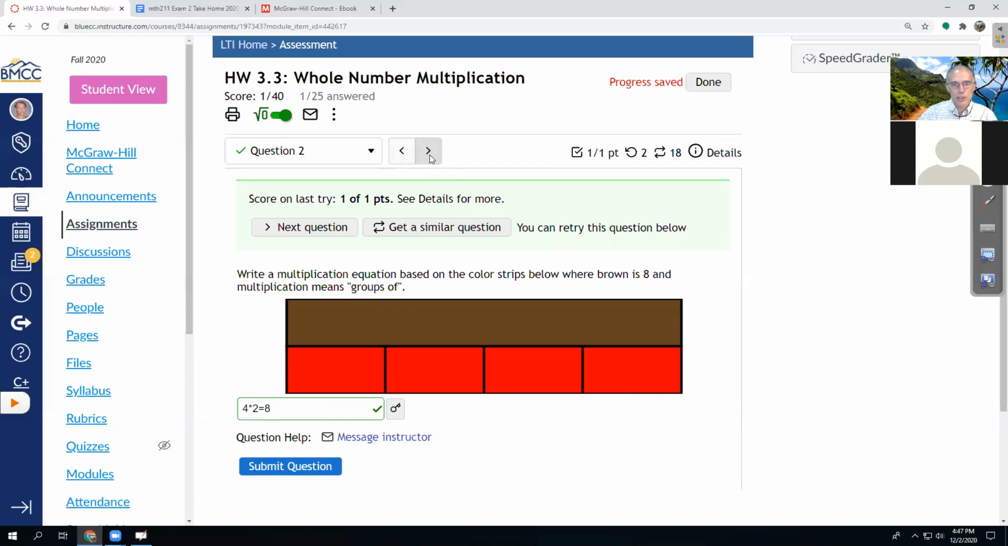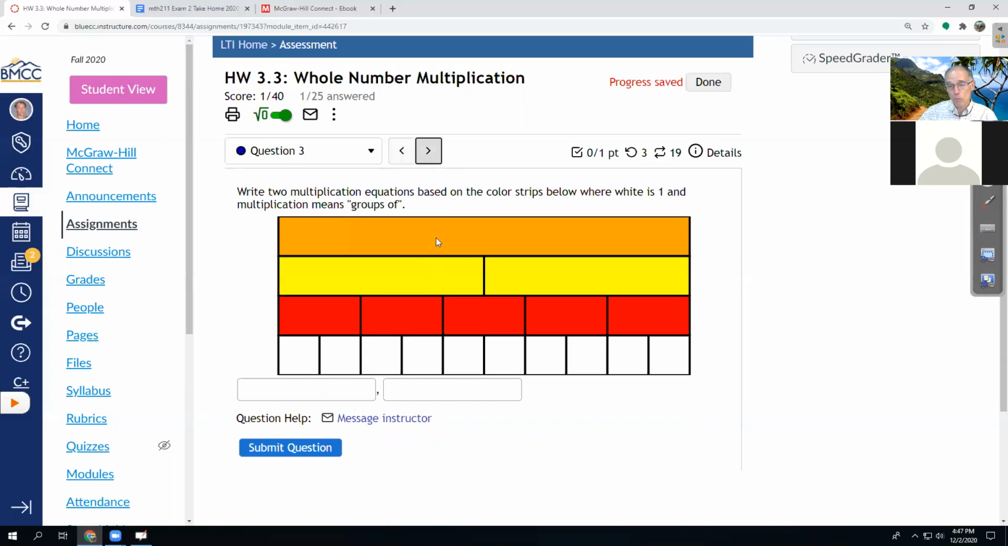And then I have another one that's a little more complicated, where I have a whole bunch of possibilities. And here I say write 2 multiplication equations on the color strips below, where white is 1 and multiplication means groups of. So if white is 1, I see 1, 2, 3, 4, 5, 6, 7, 8, 9, 10. Orange must be 10, and yellow must be 5. So if I wanted to describe yellow and orange together, I could say 2 groups of 5 equals 10.